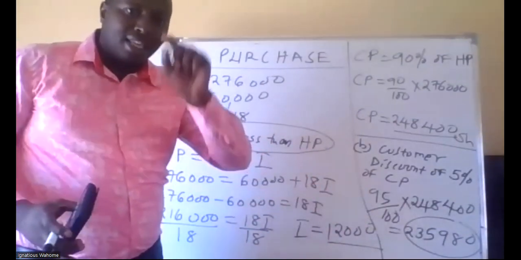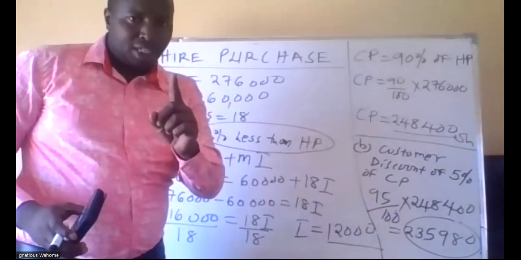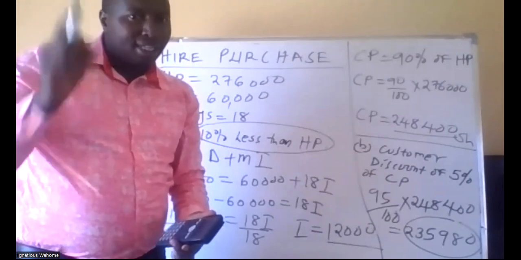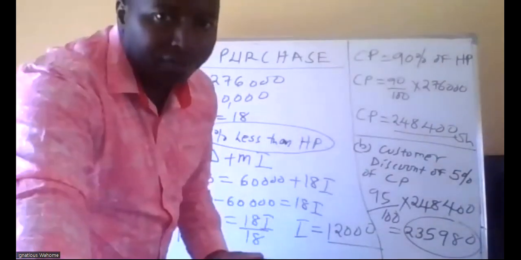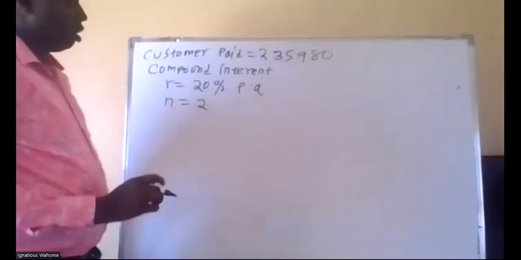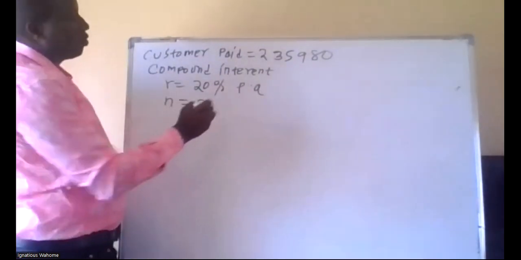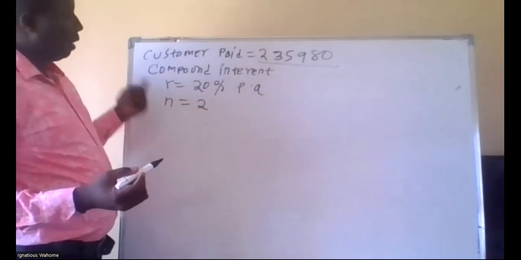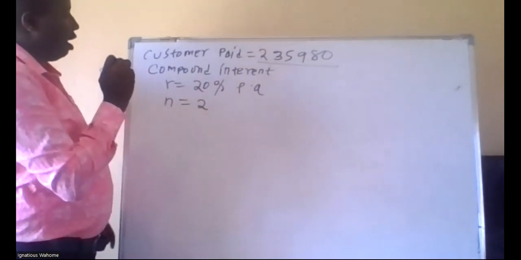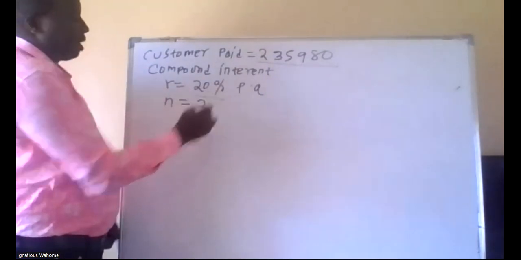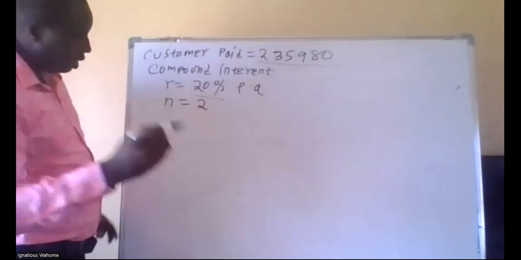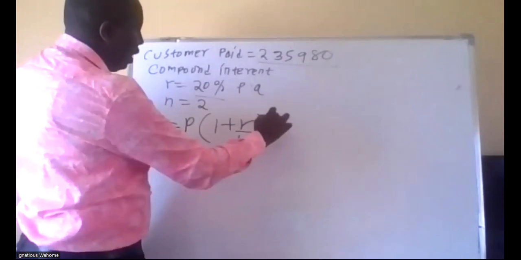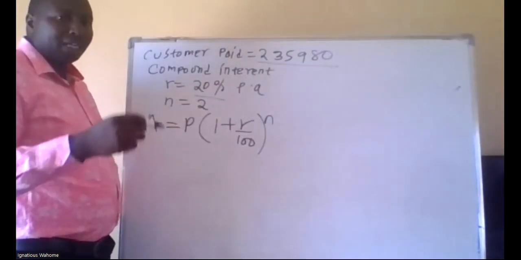That 235,980 is the money that he paid, and it is the same money that he took as a loan from the bank that charged him compound interest at a rate of 20% for 2 years. We find the amount of money this customer repaid to the bank after 2 years. The compound interest formula is given by A equals P into bracket 1 plus R over 100 to the power N.